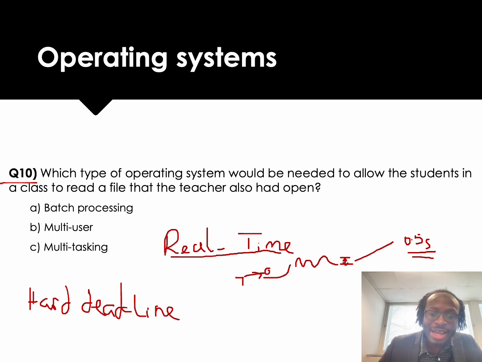So for a hard deadline, we cannot miss it. We have to meet it, right? For hard deadlines, if the system does not meet them, it fails. The system fails. However, we can have some that can be soft deadlines.